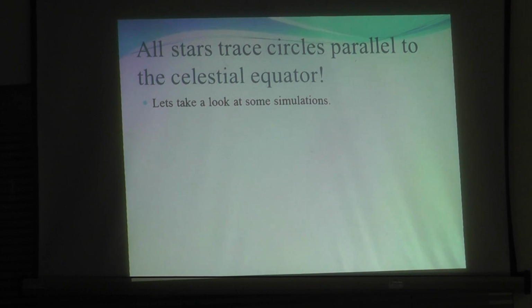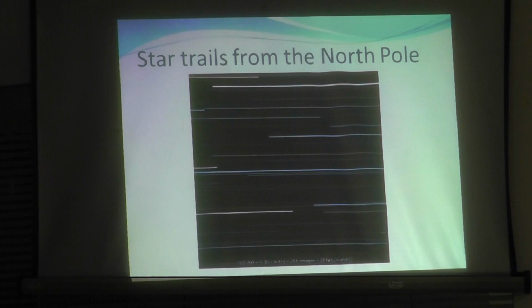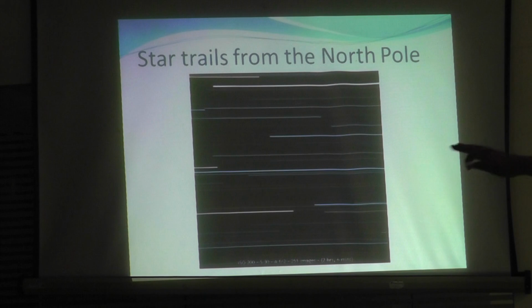So now let us look at the trails which these stars make, exactly what we saw in the simulations. Let us see what the photographs show. This is a photograph taken from the North Pole. In the first few photographs we saw that star trails were at some appreciable angle. But here what I see is that they are going exactly straight, parallel to the horizon and parallel to each other. Now, why do you think this is happening?